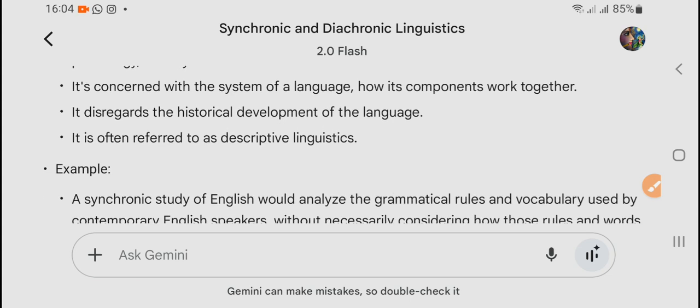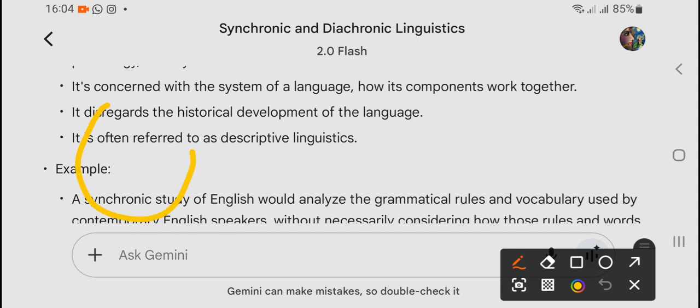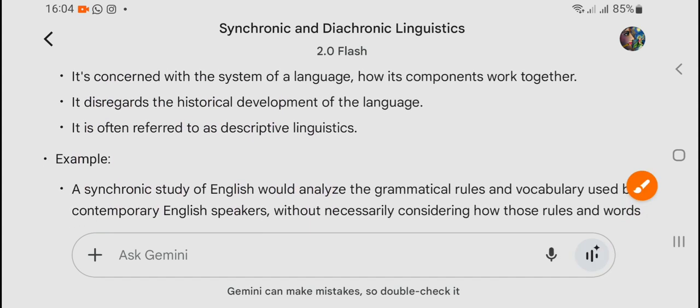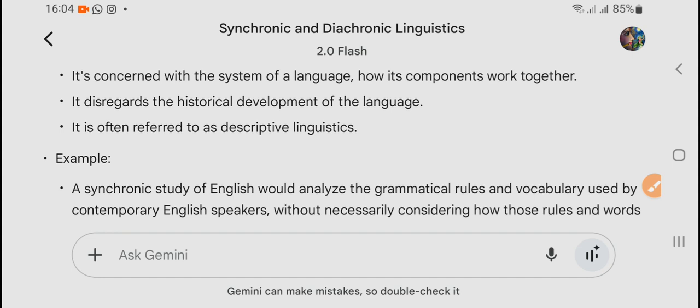Then it is concerned with the system of language. The synchronic approach is concerned with the system of language, how its components work together. Components: one component is grammar, then vocabulary, then sound. And how they work together. This is the focus, this is the approach: the system of a language, how its components work together, like how grammar, vocabulary and sound are used and how they are related to each other.